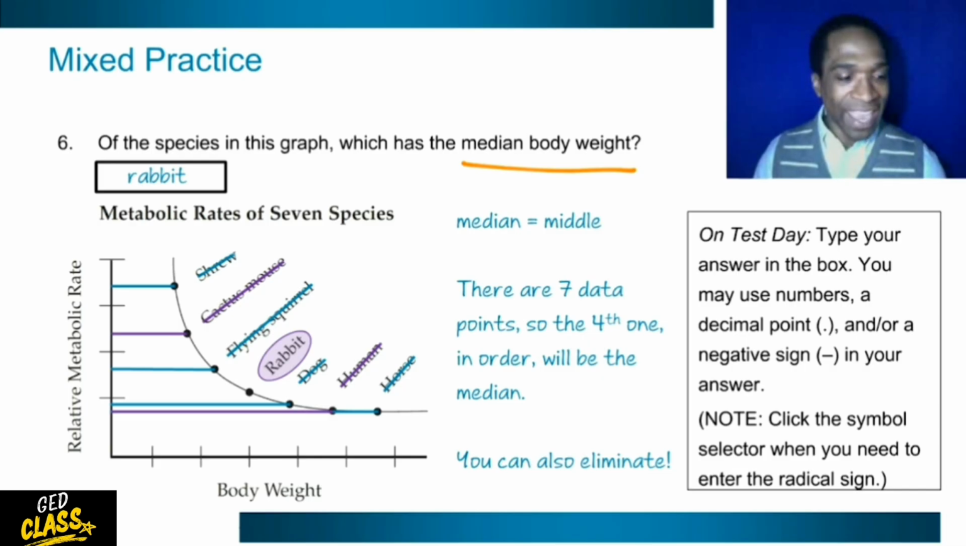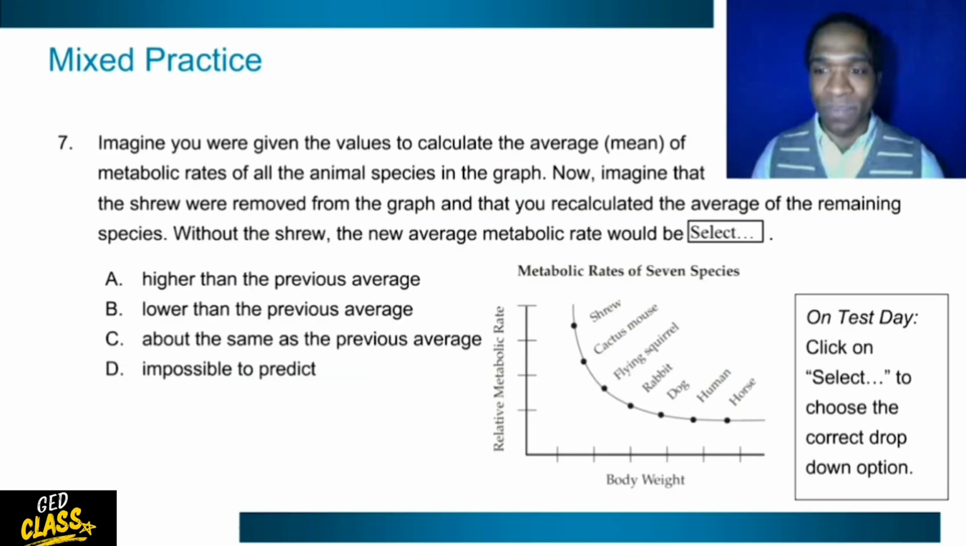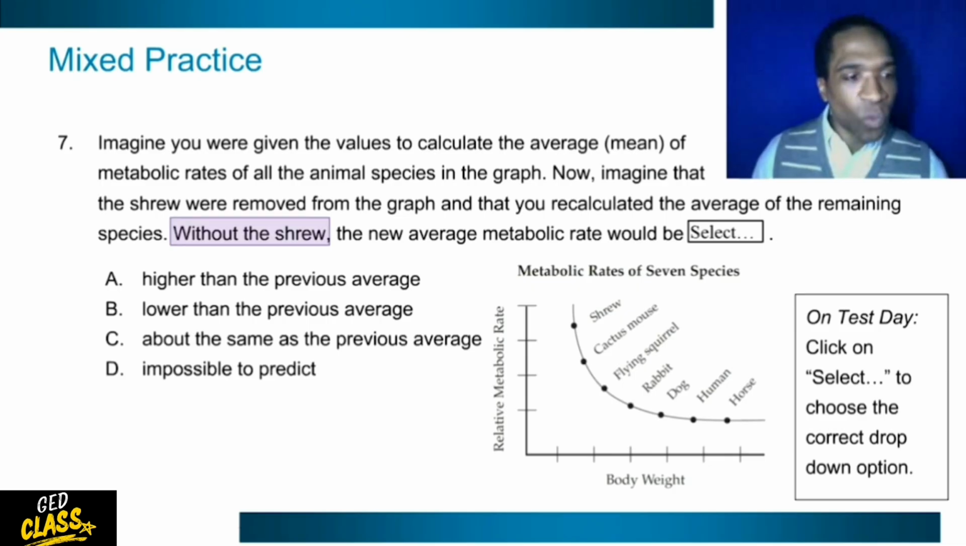Next question for this information that we talked about with metabolism. Take a few moments, pause the video, read through this, and when you're ready, restart it. All right, so now that we have this, let's be very careful with what's going on. Note it mentions without the shrew here. Then we're dealing with the new average metabolic rate. So we're taking the shrew out. And here's our shrew right there in our graph.